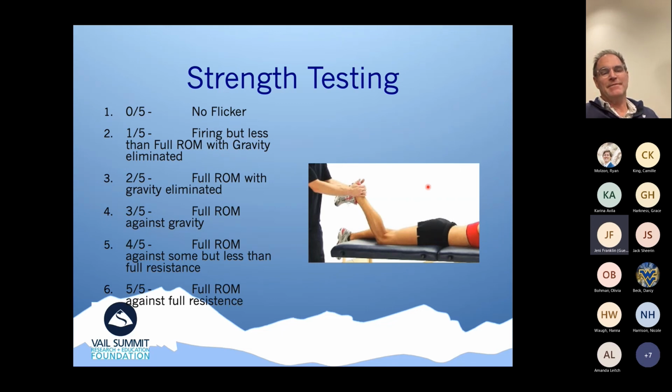Is 2 out of 5, and then if they can't do full range of motion with gravity eliminated, it's just 1 out of 5, and then 0 out of 5, you're not even seeing a flicker. So if you're seeing it fire, but it's not moving at all, that's 1 out of 5. If it's moving, but not full range of motion, that's 1 out of 5. So does that make sense?